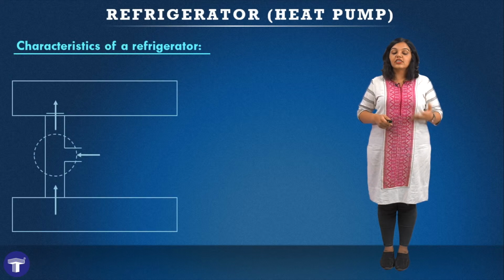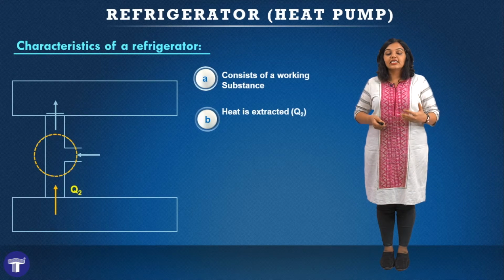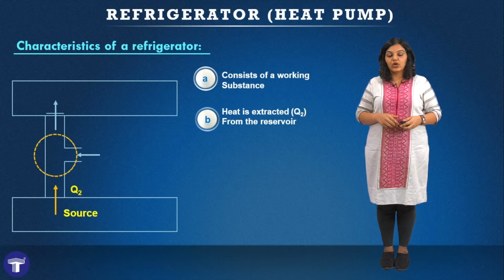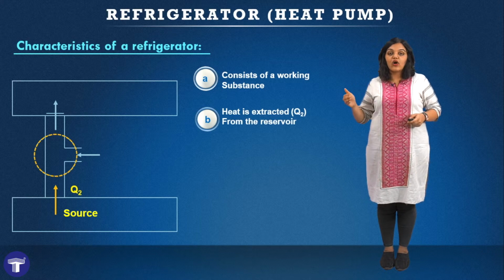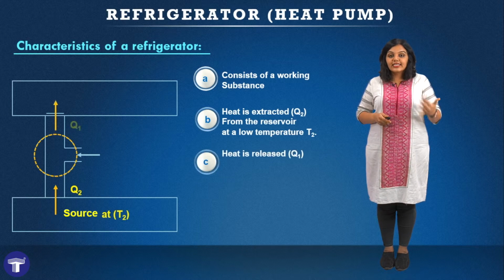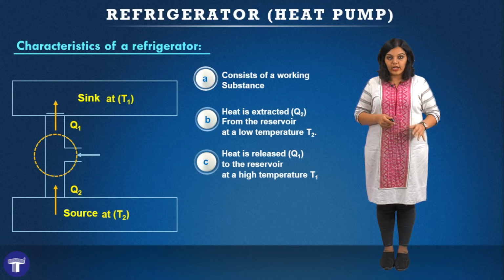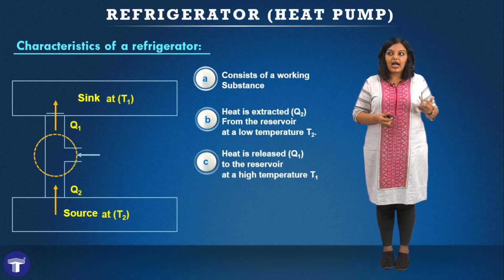Just like the heat engine, the refrigerator also has a working substance. However, now heat is extracted from a reservoir at low temperature. So the amount of heat extracted is called Q2 and the temperature of the reservoir is T2. After this, the refrigerator then releases heat, which is Q1, at higher temperature, that is at T1. So it is taking heat at low temperature and giving out heat at higher temperature.